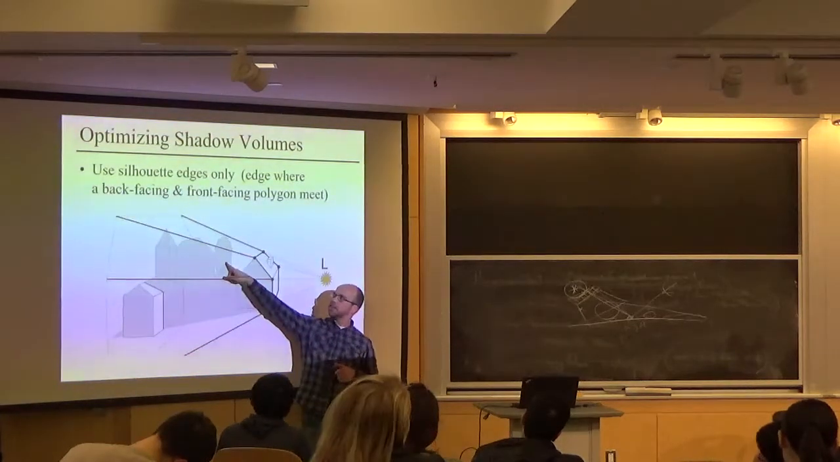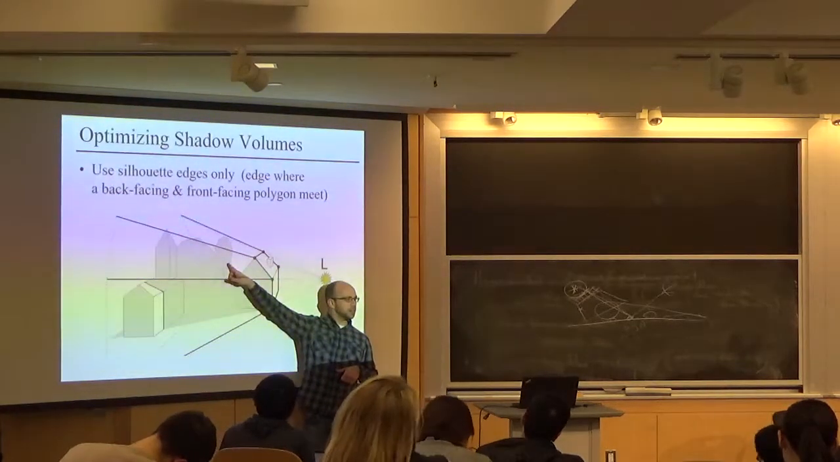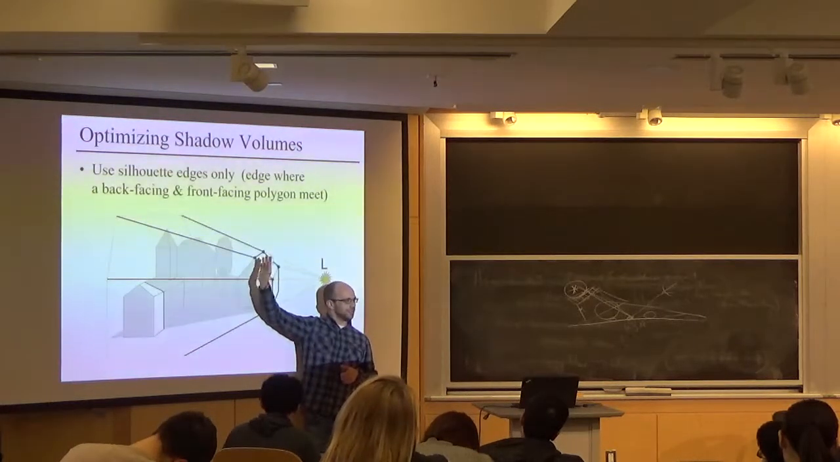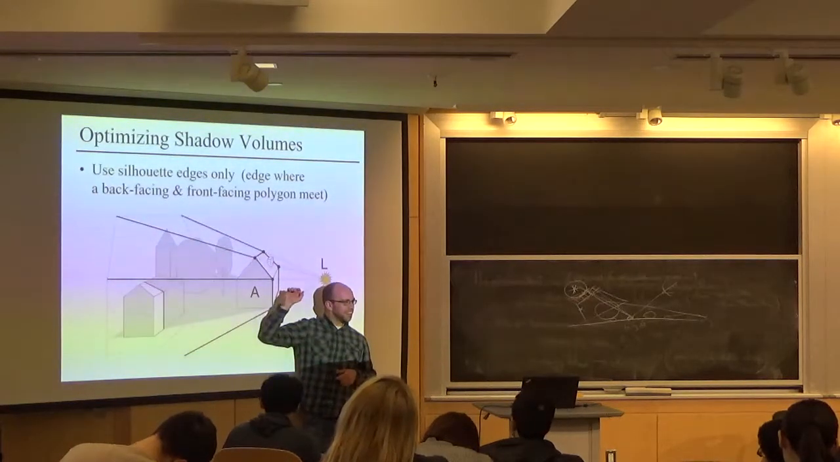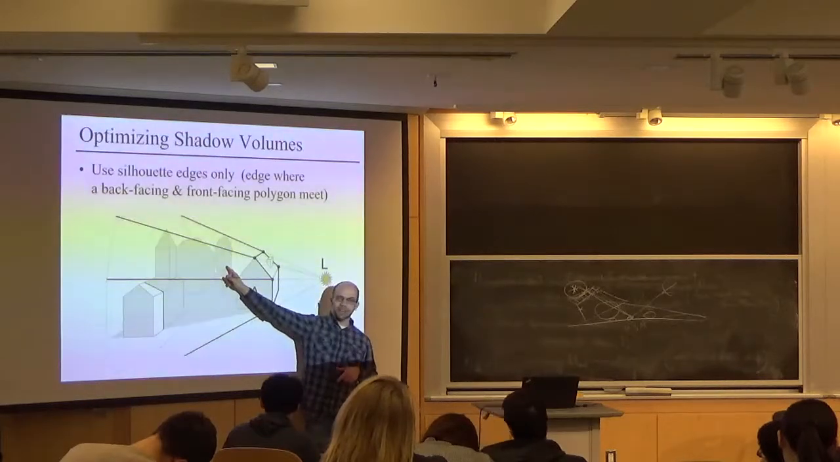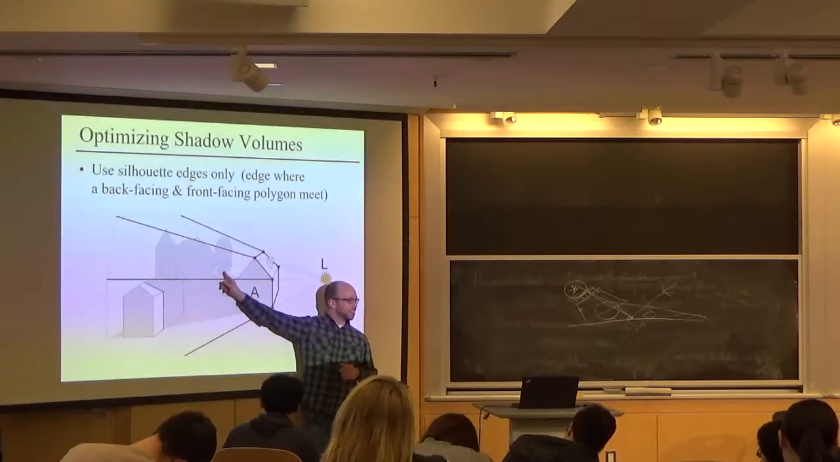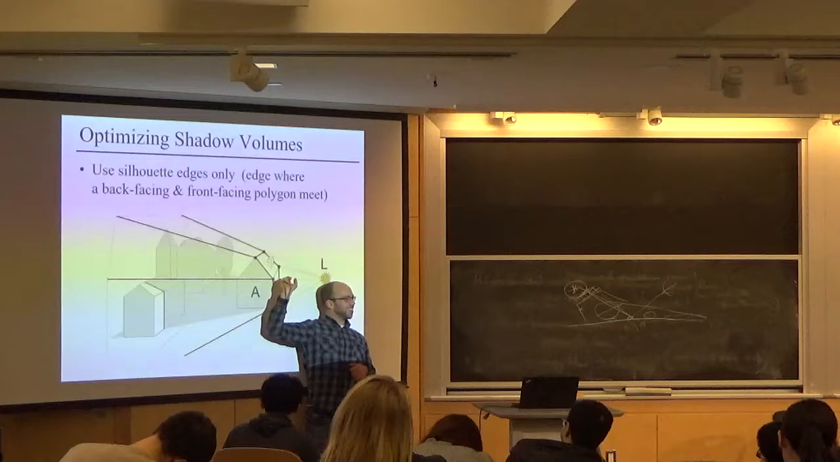Notice, do I need a shadow volume for the tree? No, right? Because the tree is just completely occluded by the house here. So essentially, one way to view that is that the shadow volume for the tree is contained within the shadow volume of the house.